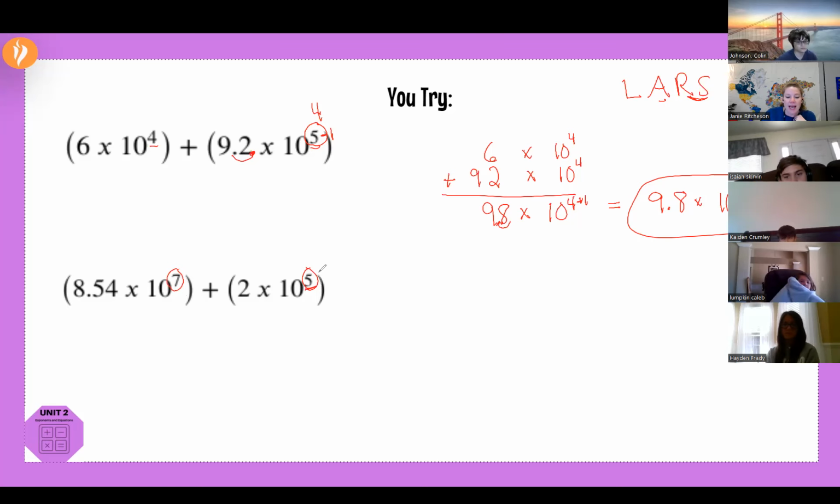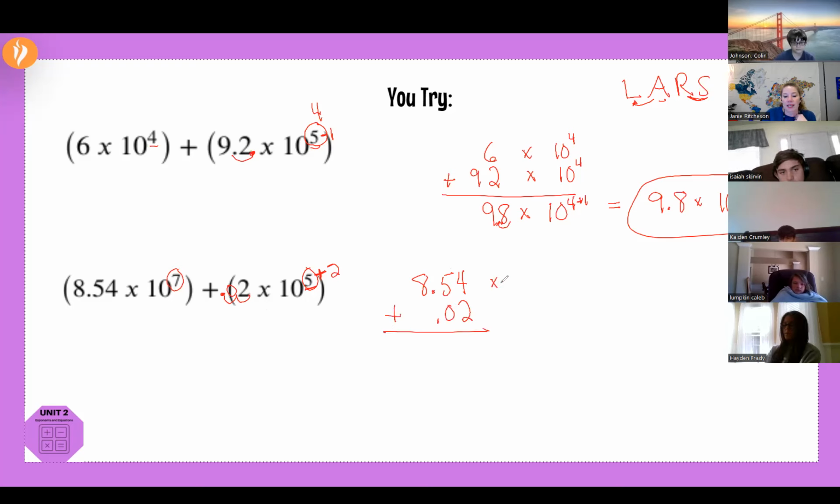Okay, so that means we're going to add 2 to this exponent, which means we have to move our decimal left 2 places. So our decimal was here, we've got to move it left 2 places, okay? So we're actually adding 8.54 and 0.02. And both of these now have an exponent 10 to the 7th.